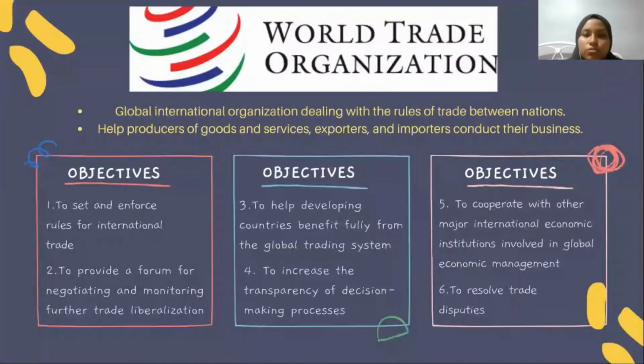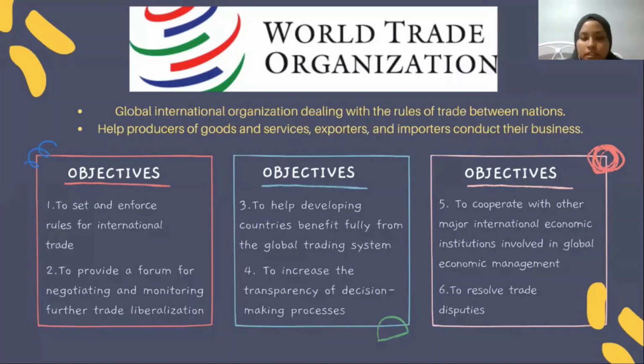So, moving on to the WTO. WTO is the World Trade Organization, a global international organization dealing with the rules of trade between nations. It helps producers of goods and services, exporters and importers conduct their businesses. The first objective of the World Trade Organization is to set and enforce rules for international trade. The second is to provide a forum for negotiating and monitoring further trade liberalization.